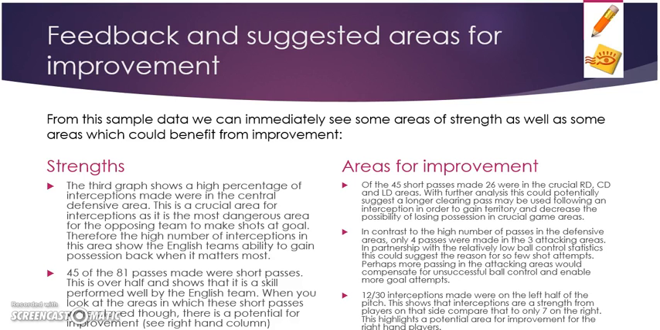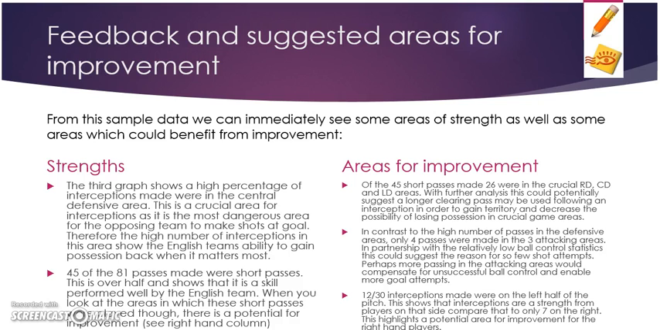This is a crucial area for interceptions, as it's the most dangerous area for the opposing team to make shots at goal. Obviously, the English central defensive area is the Australian central attacking area. So the high number of interceptions in this area shows the English team does have the ability to gain possession back when it matters most and in the dangerous area. So that's a strength there from this data.